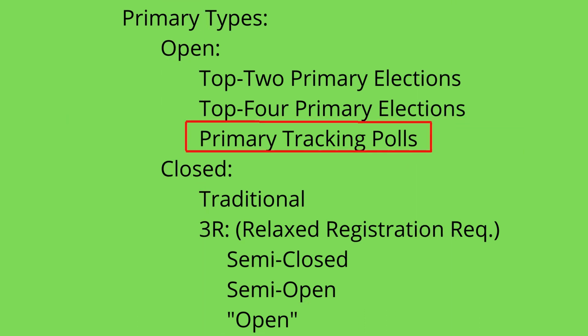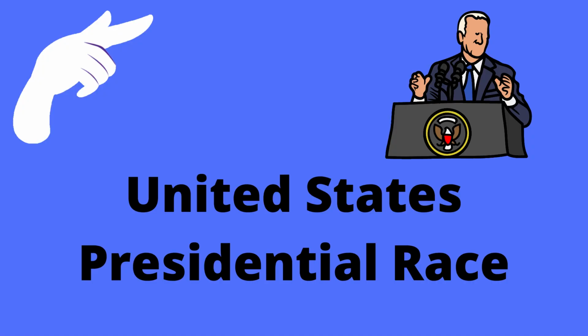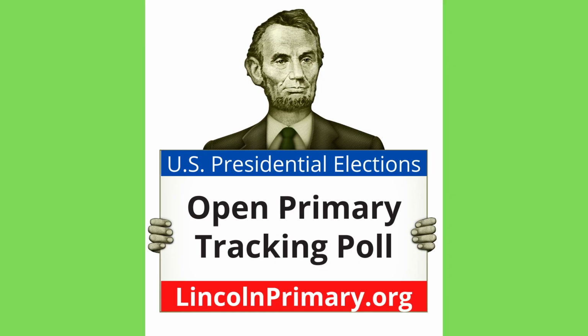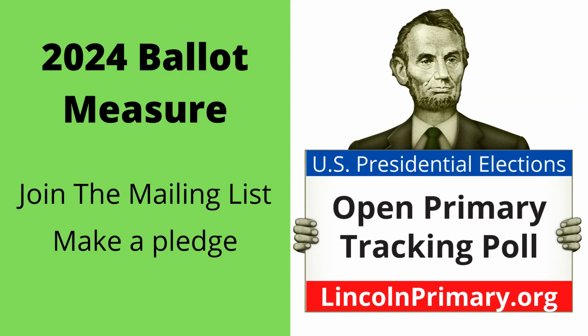In contrast, an open primary tracking poll is real election reform, not false propaganda. And unlike a top 2 or top 4, a tracking poll can be used for the U.S. presidential race. If you actually believe in free and fair elections, and are looking for a legitimate campaign to support, visit lincolnprimary.org and learn about open primary tracking polls. Join the mailing list and make a pledge to support a 2024 ballot measure.